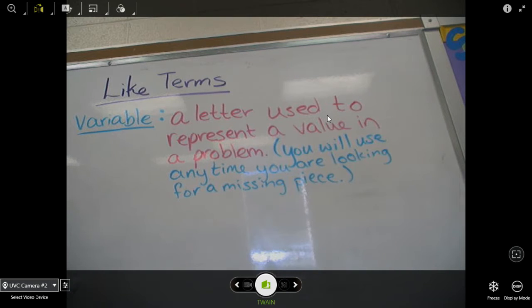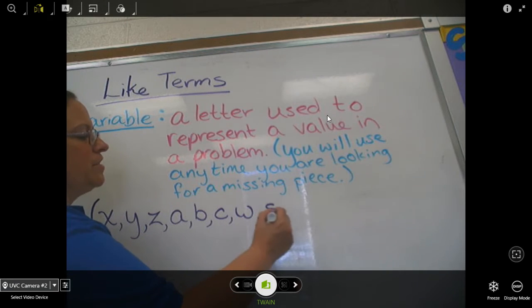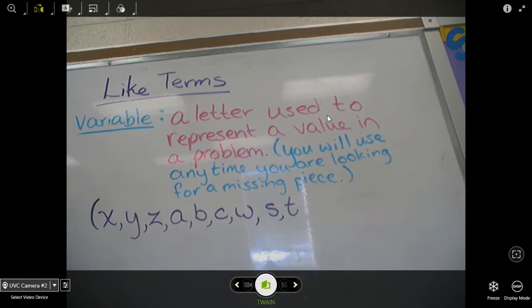So a variable can be any letter. Normally, in math, you're going to see the letters used most often are X. And I always give them a little curve. That way it doesn't look like a multiplication sign. So if you see a little curve, that's a variable for me. That is not multiplication. You'll see a Y, a Z. We'll use A, B, C. Sometimes we use W. Every once in a while, they'll use S and they'll use T. I try not to use T because too many people think it's a plus sign.